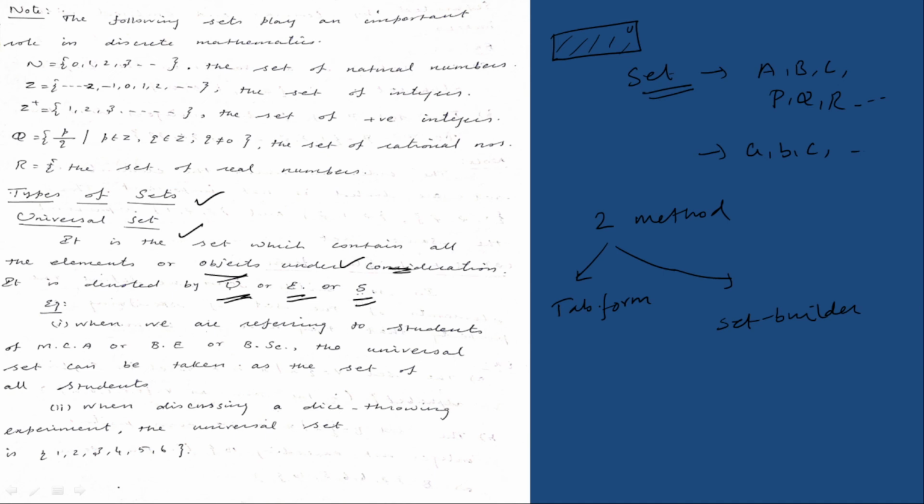For example, when we are referring to students of MCA or BE or BSc, the universal set can be taken as the set of all students. Okay, the set of all students in MCA, or in BE, or in BSc. So the whole thing refers to the universal set here. The second one, while discussing a die throwing experiment, the universal set here is 1, 2, 3, because a die consists of 6 faces. So 1, 2, 3, 4, 5, 6 represents a universal set.